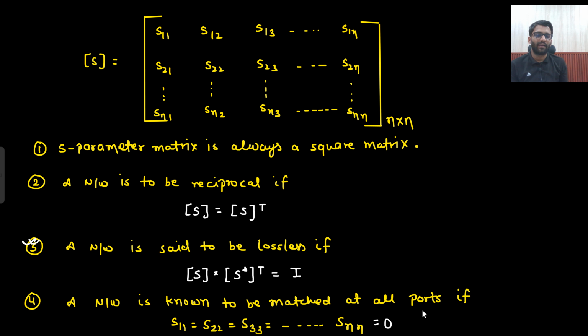Then we talked about matched at all ports. Matching means the reflection coefficient should be 0. At port 1, the reflection coefficient is S11. At port 2, it is S22. Similarly S33, S44. So if there is matching, all of these should be equal to 0.